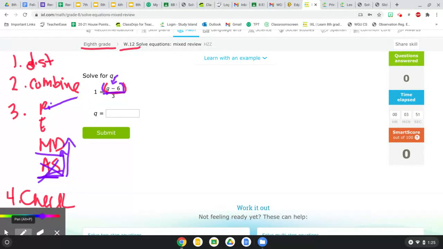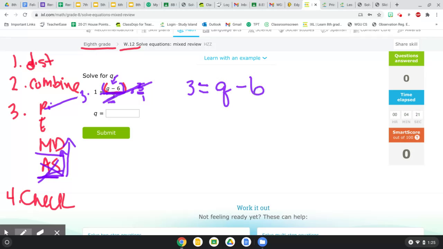And I have this divided by 3. So the inverse of dividing by 3 is to multiply by 3, and that's like 3 over 1. And then I've got to do the same thing on the left-hand side of my equal sign. So right now I have 3 equals, now my right-hand side, well, 3 over a denominator of 3, that's going to give me just 1. So those end up canceling, leaving me with just that Q minus 6.